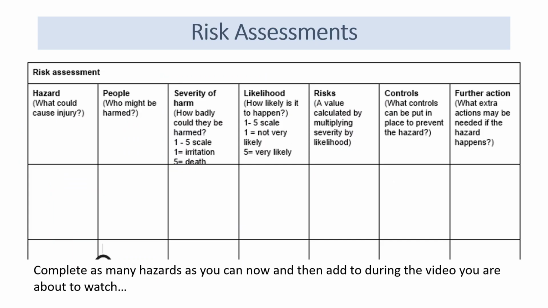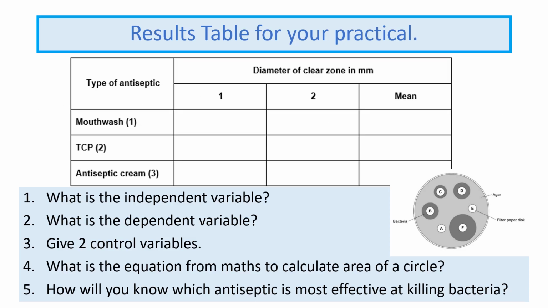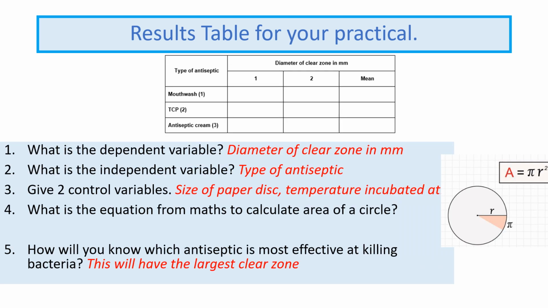So you need to be able to talk about risk assessments of this, so the fact that you could get exposed to bacteria and how you would minimize those risks and how you would prevent those risks as a result. So some questions that you need to be able to talk about with all these is what are the variables, and you need to be able to understand the maths and remember how to do the maths. So the independent variable in this experiment, type of antiseptic. The dependent variable is the diameter of the clear zone. The control variables are the size of the paper disc, the temperature incubated at.